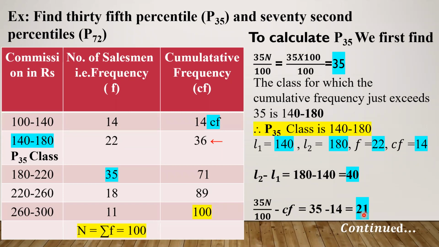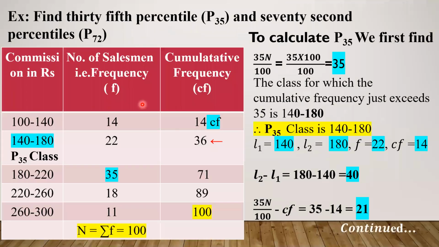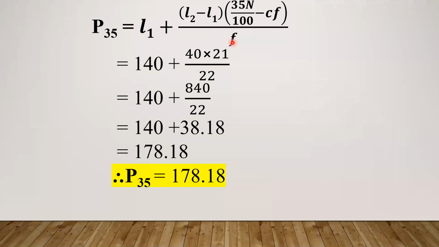So we will move to step 5 and apply the formula. Look at the formula. L1 is 140 plus L2 minus L1 was 40 into this value was 21 and F was 22. So I have put everything in the formula. Between these two brackets, there is no symbol given here, so it is a multiplication. When no symbol is given, that means it is multiplication.